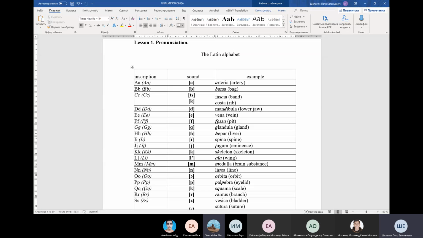Next one is the yacht, and we know everything about the yacht by now. Next one is k. We will learn a bit more about the origin of this letter a bit later. But for now, this is the skeleton, which in Latin must be pronounced like skeleton. Don't do the ske. So le is soft and k is hard. Skeleton.